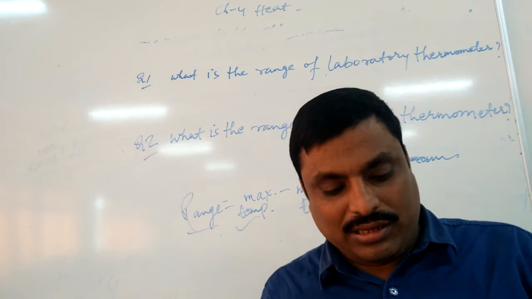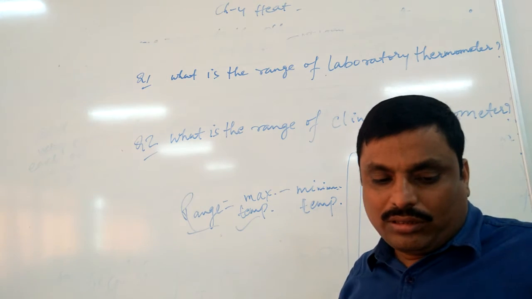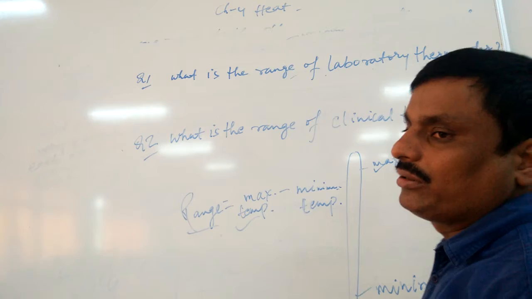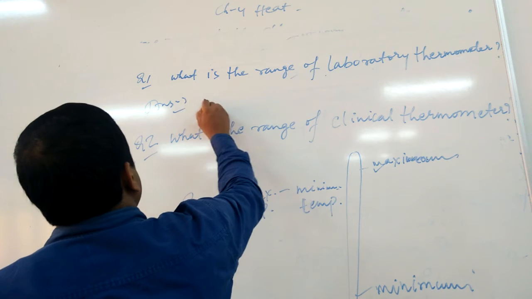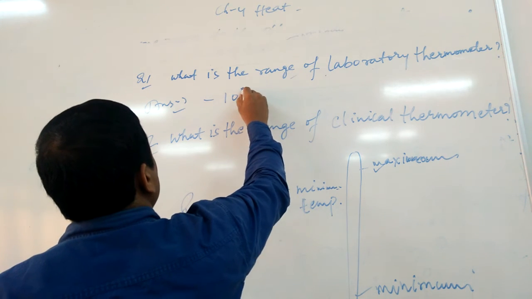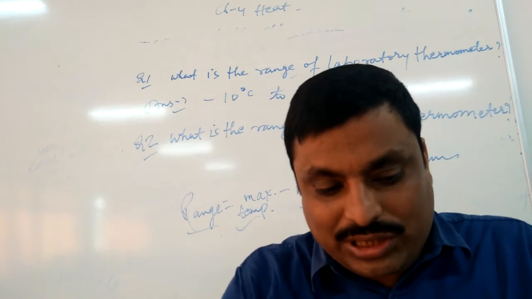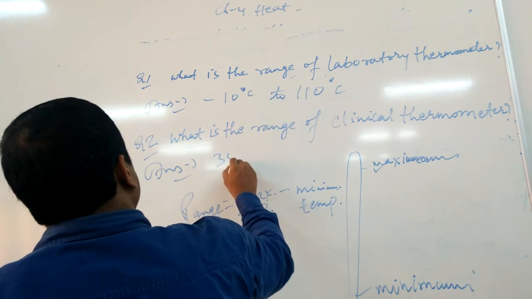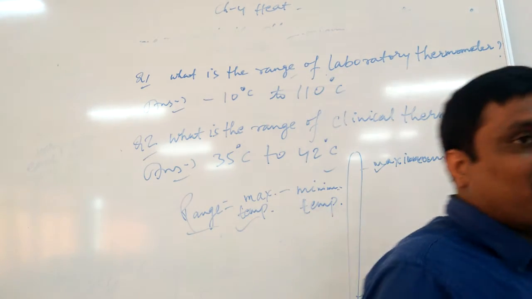You must keep this in your mind. If I ask what is the measure range of a laboratory thermometer, then your answer will be minus 10 degrees Celsius to 110 degrees Celsius. This is the range. Whereas in a clinical thermometer it is 35 degrees Celsius to 42 degrees Celsius. Must learn all these questions and their answers.